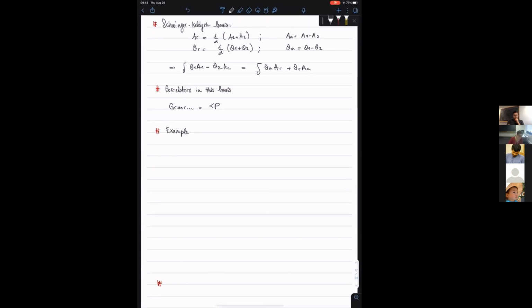which are the path ordered correlation functions of this type of operators, which can be obtained by variations of the corresponding sources, and then setting the sources to 0. So, for example, a very simple example is this one. So consider G_RA at 2 different times, 1 and 2.